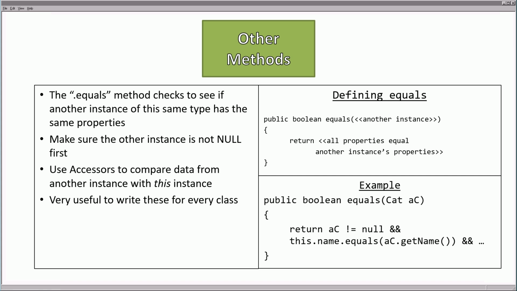Now one of the first checks you should make sure is check whether or not that other instance is not null first. If that other instance doesn't even exist, of course it's not equal to. This will also avoid a runtime error. Let's go ahead and see the dot equals method.